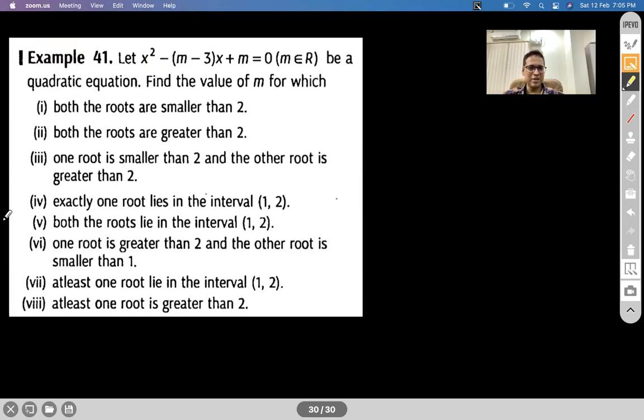Yes. So which question should we talk about? Let's talk about subpart 5, both roots lie in the interval 1 to 2. Both the roots lie between 1 to 2.